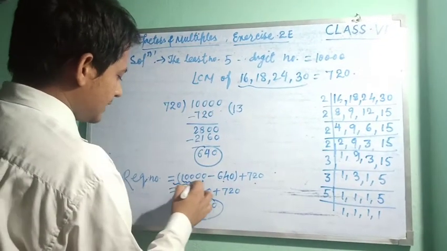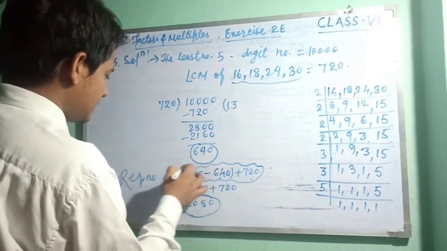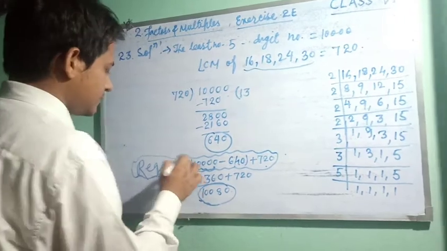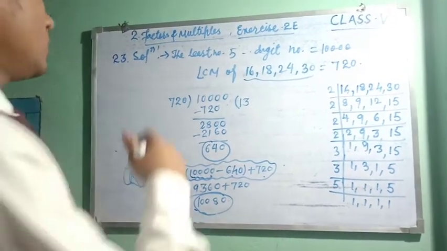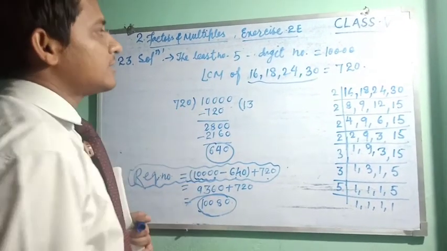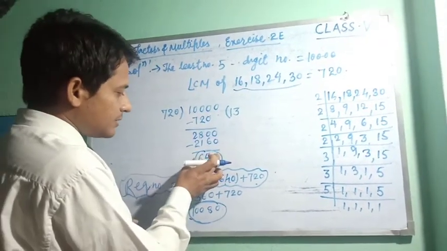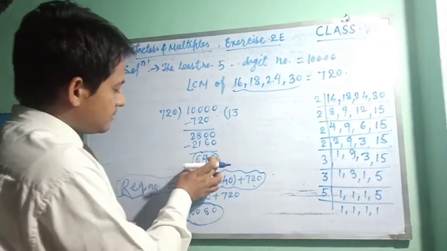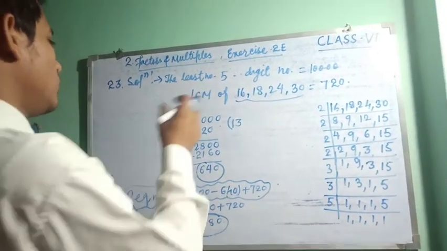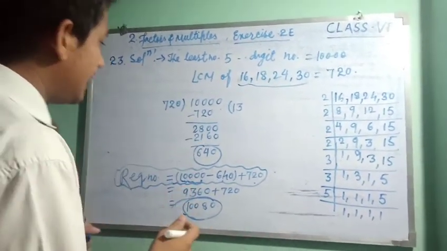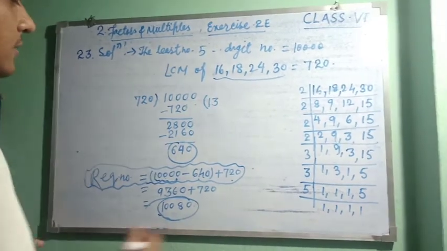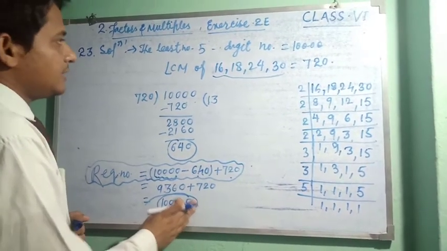And this works like a formula. Whatever the question says, if it is the same kind of question, first find the LCM and divide the smallest 5 digit number by it. Whatever the remainder is, subtract the remainder from this number and add the LCM. Okay, this will give the answer.